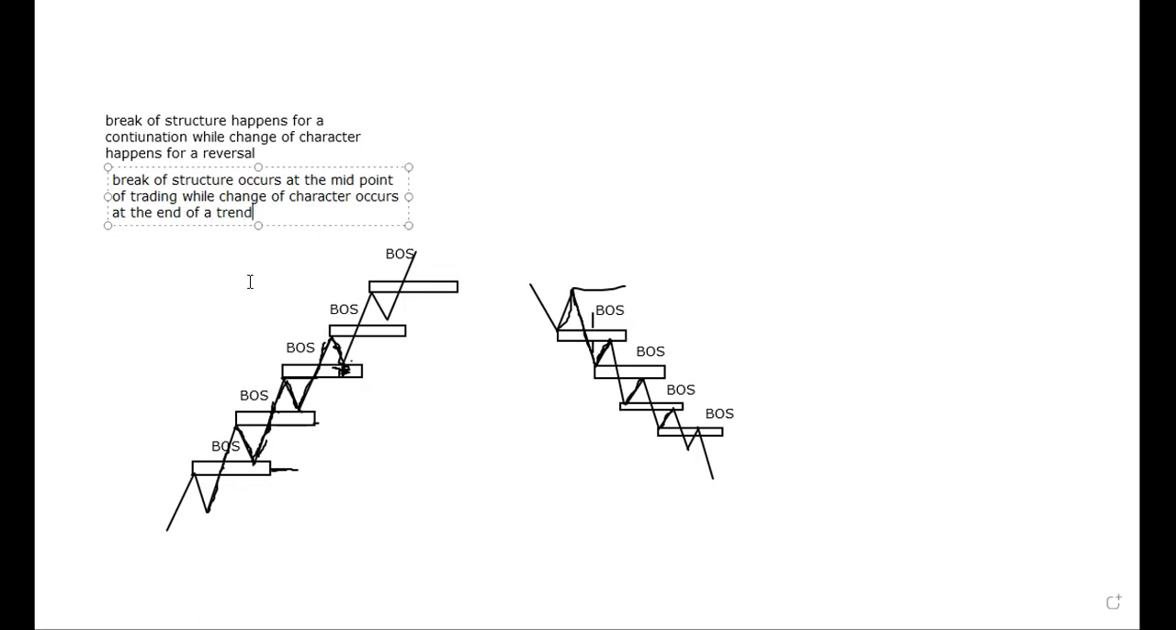So let's look at change of character now, so we can then look at some live examples. Okay, let me make use of this also. Now, the market moves down here, then moves up, then moves down. Now, this is what I call change of character. This is change of character over here.